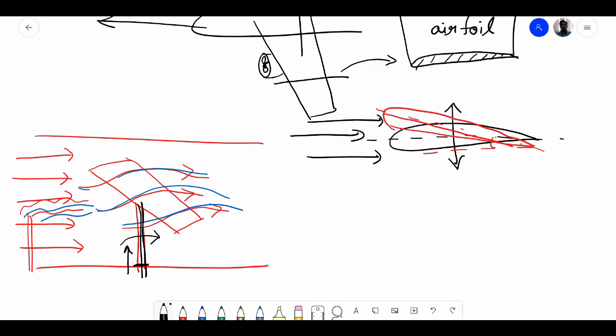Now this facility has to be very large to accommodate the wing, and if you want to do this for the entire airplane, it has to be really large. Maybe in some places there may be such facilities, but generally people don't do that.